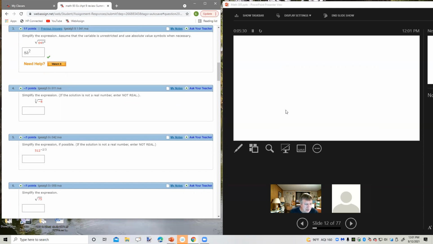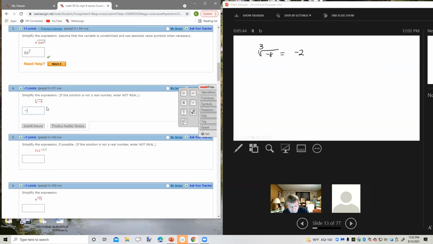Simplify the expression. If a solution is not real, enter not real. The cube root of -8. Recall, you can take an odd root of a negative number. And the answer is -2.